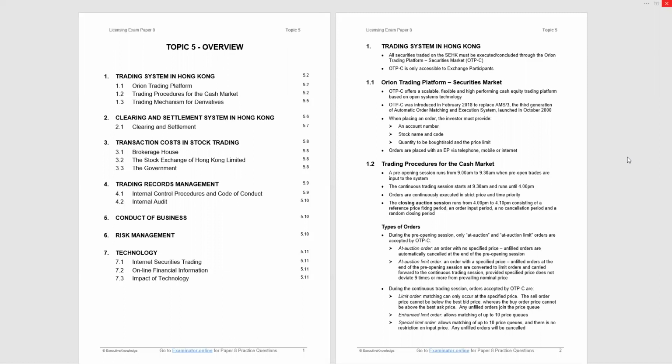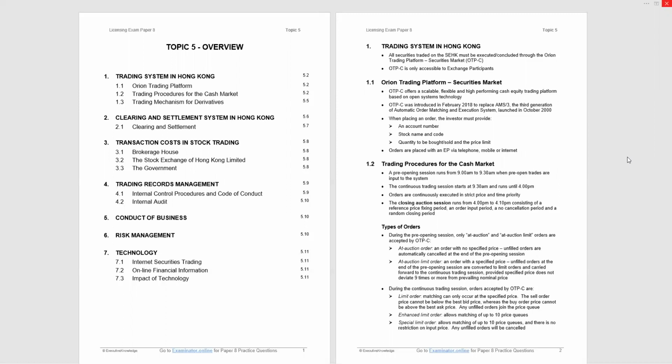The types of orders. Well, the first two types that you can see are placed during the pre-opening session, and that is the at-auction order and the at-auction limit order. If an at-auction order is filled, great, but unfilled orders are automatically cancelled, whereas with an at-auction limit order, if it's not filled, it will then carry on into the continuous trading session.